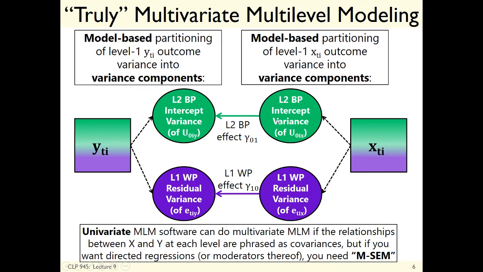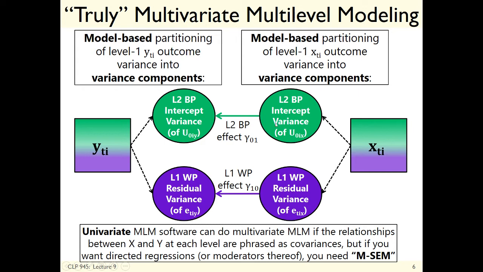We're going to fit random intercepts and slopes for multiple variables at the same time. All of their covariances are going to get estimated at the same time. So we can look at the extent to which level 2 is related on X and Y, and level 1 is related on X and Y. But we can only do it as a covariance, which means we can't actually fit the model in this picture where one is predicting the other.